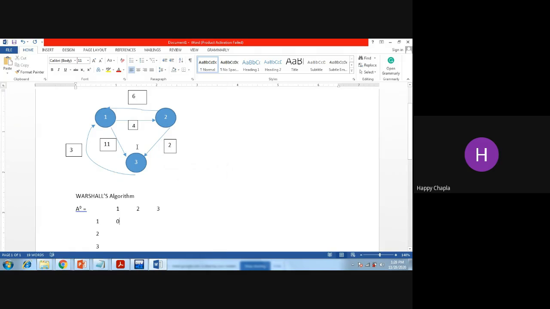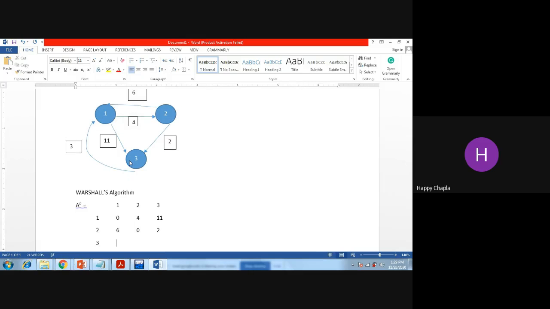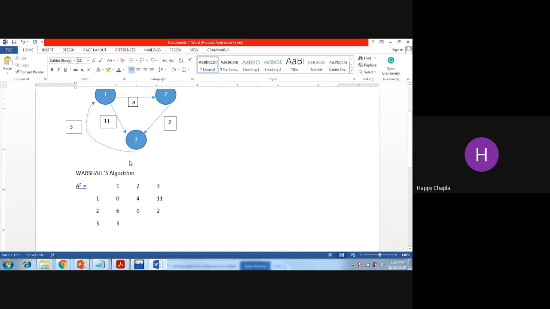Now if I want to reach from 1 to 2, is there any value? Yes, 1 to 2, that is 4. So we can write it as 4. Now 1 to 3, that is 11. You are aware of this, so I am simply writing the values 6, 0. Then 3 to 1, there is no value, and 3 to 3, that is 0.